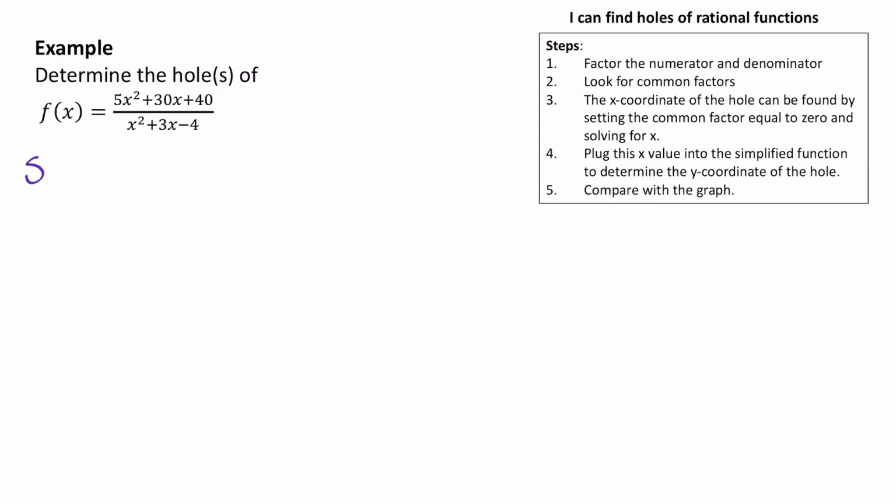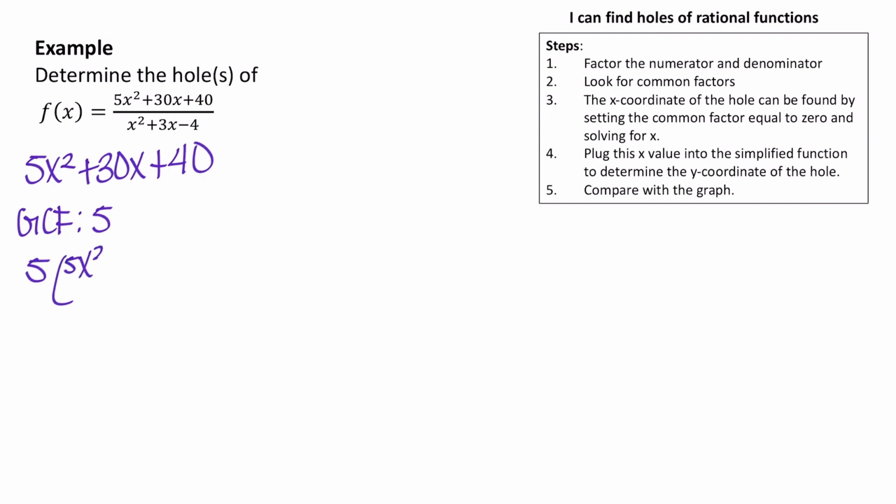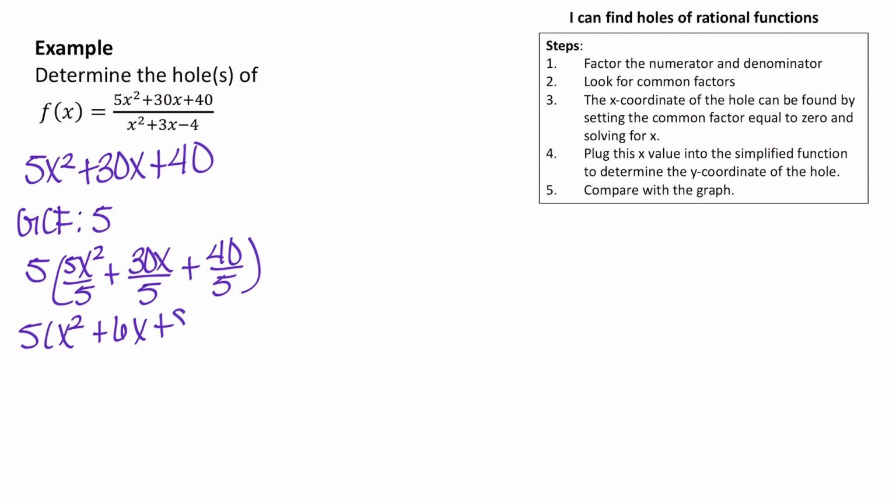So we have 5x squared plus 30x plus 40. Notice that these terms have a GCF, right? There's a GCF of 5, so I'm going to go ahead and factor that out. So I have 5x squared over 5 plus 30x over 5 plus 40 over 5. When I do that, I have 5 times (x squared plus 6x plus 8).